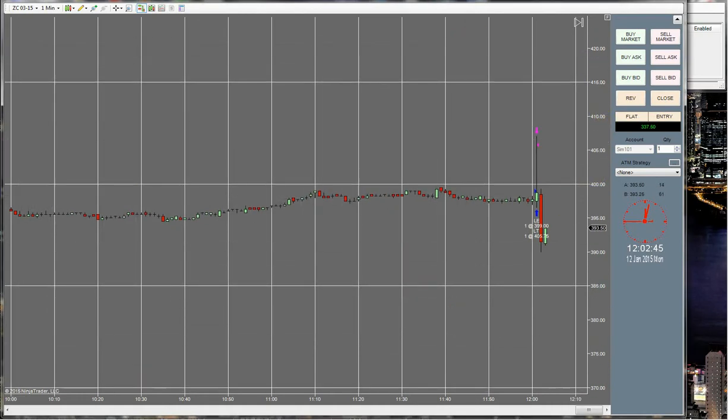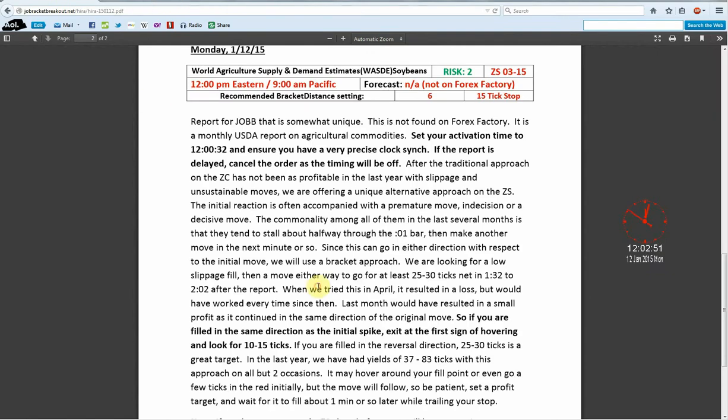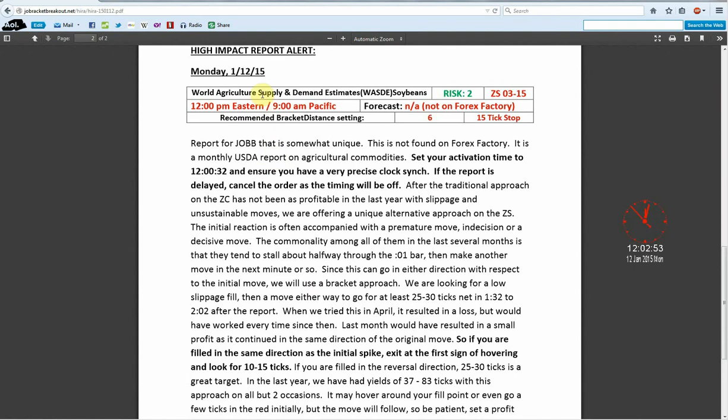This trade has done extremely well, and it continues to do so. And again, this was the World Agriculture Supply and Demand Estimates.